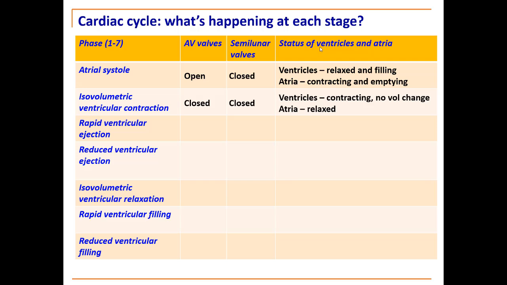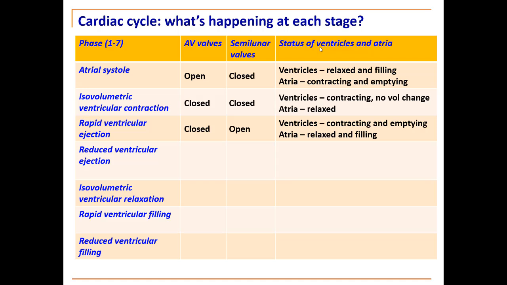We now have rapid ventricular ejection. So now we're getting ejection. So now we know what valves are going to be open. Well, clearly the semilunar valves are going to be open because now the pressure in the left ventricle is greater than that of the aorta. So that opens. But the left ventricular pressure is also greater than that of the left atrium, so that causes the AV valves to close. The AV valves are closed and the semilunar valves are open. The ventricles are contracting and emptying, and of course the atria are relaxed and filling with blood returning from the systemic circulation if it's the right, or the pulmonary circulation if it's the left.